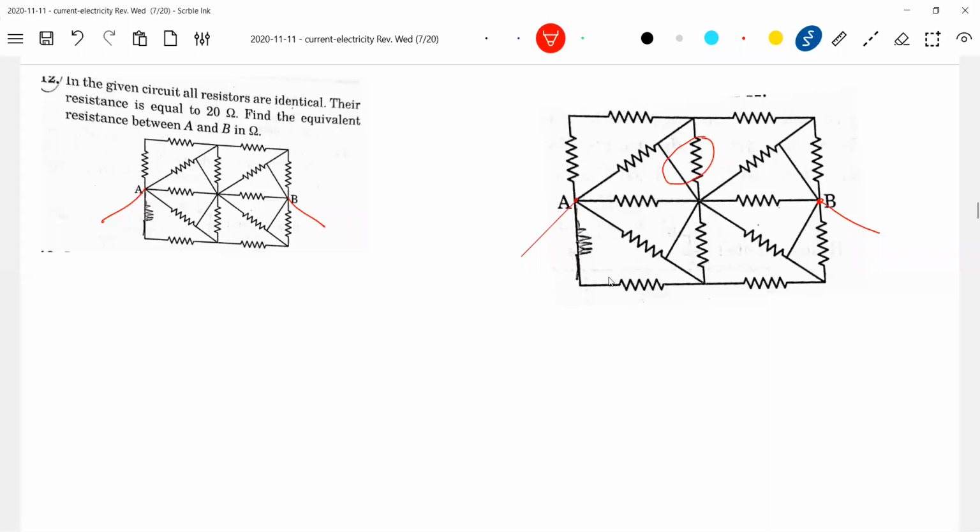This will be shorted, not open, don't remove it. You should replace it with a short circuit. Similarly, the same thing happens here. What about the other one? Even this resistor will also be shorted. Redraw the circuit and solve the problem.